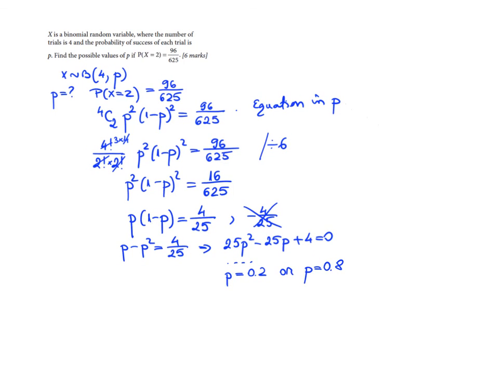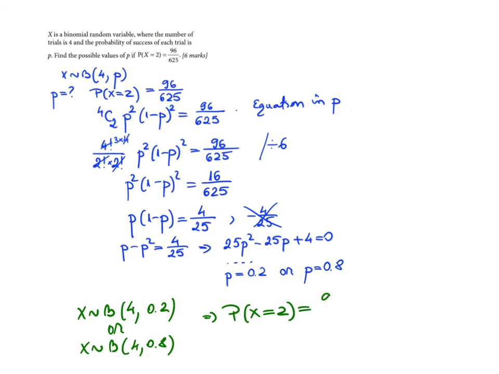Therefore, I now know that if x is binomially distributed with 4, 0.2, or x is binomially distributed with 4, 0.8, then probability of x equals 2 in both cases will be 96 over 625. You can check. So these two are going to be my answers. As you see in the last question, the concepts are exactly the same, but the last question is more difficult because it involves some algebra. This is, I would say, IGCSE algebra because it leads to a quadratic equation.